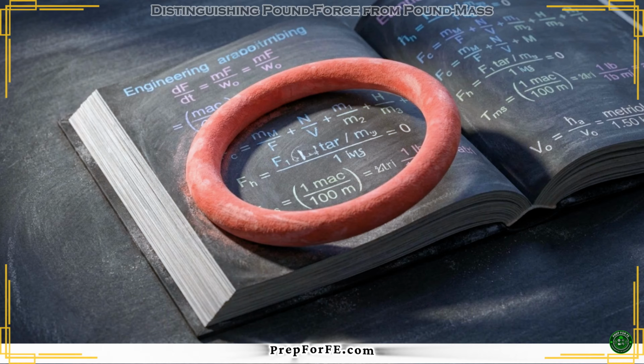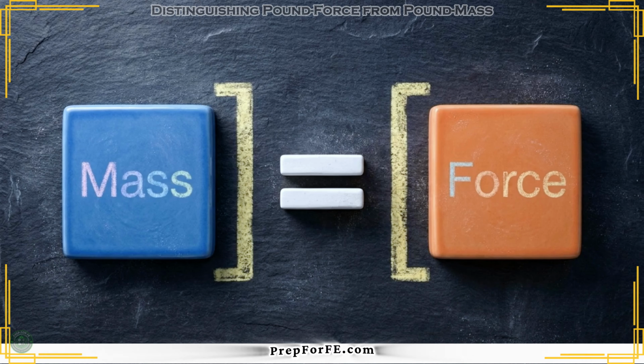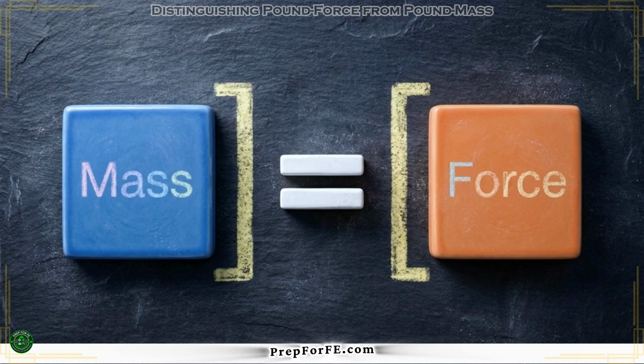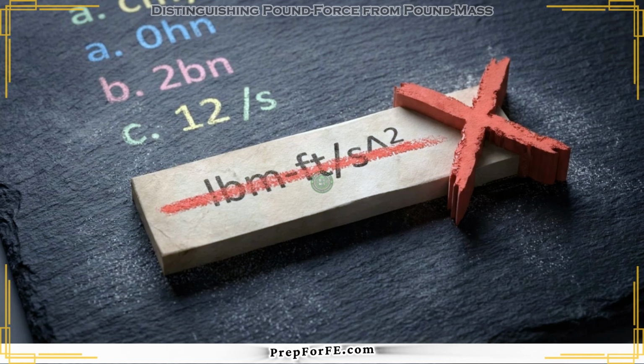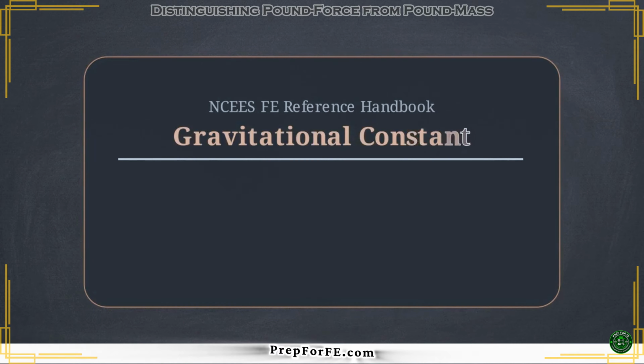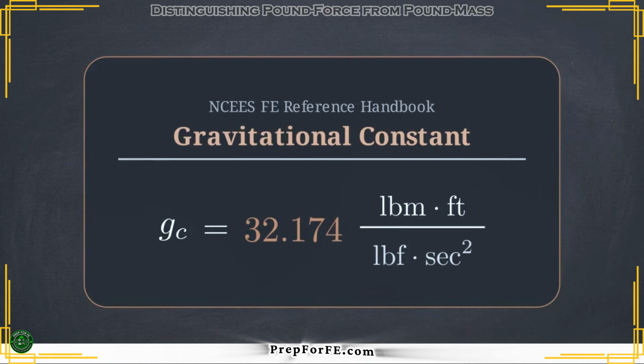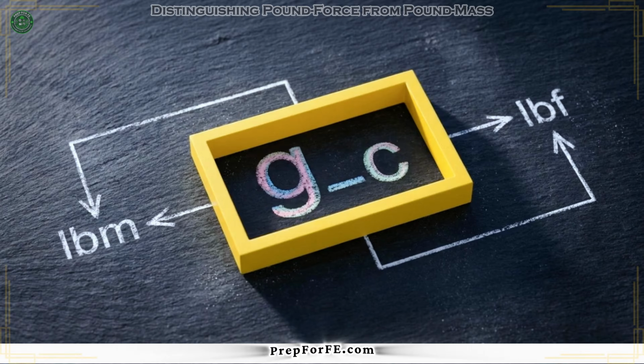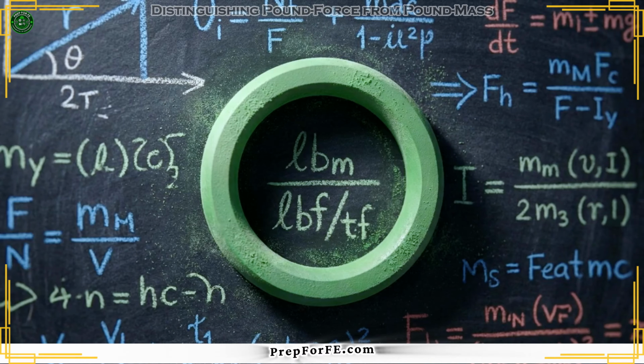To fix this dimensional mismatch, the English engineering system requires a unique mathematical bridge to balance the units. Running standard physics equations without accounting for this quirk guarantees an incorrect answer on your exam. The fix is a specific gravitational constant, designated as g sub c. Looking at the NCEES handbook definition, the constant is exactly 32.174 pound mass feet per pound force second squared. This term is strictly a force unit conversion factor. Its entire job is to resolve expressions that express mass and force as pounds.